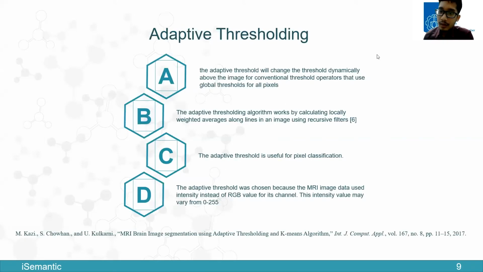Adaptive threshold creates local threshold regions for the images. Unlike binarization thresholding like Otsu, which divides the image into foreground and background, this adaptive thresholding will divide the image into some regions, and then create the threshold for each region.